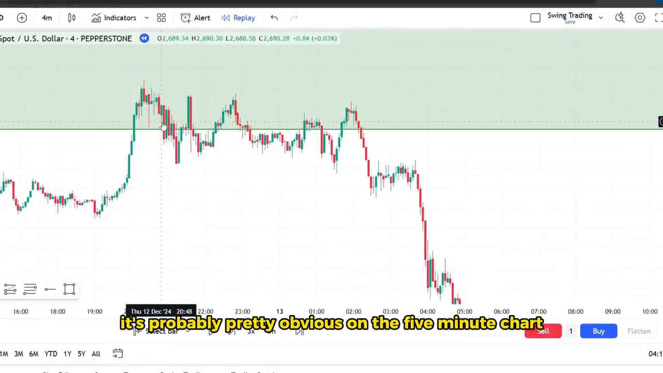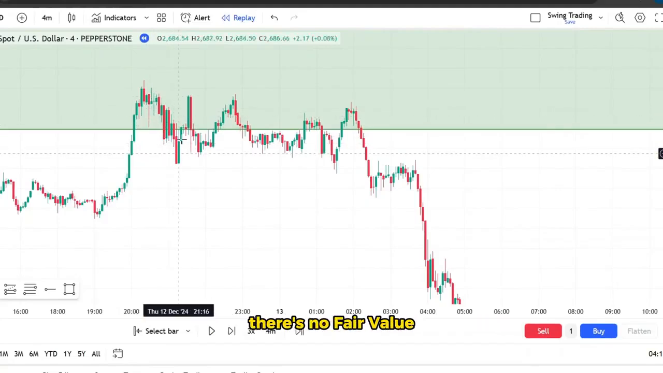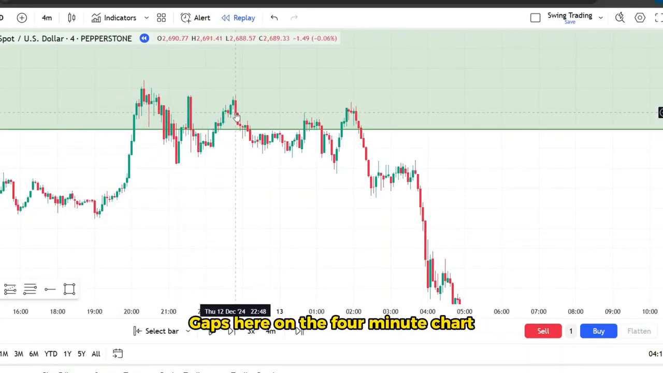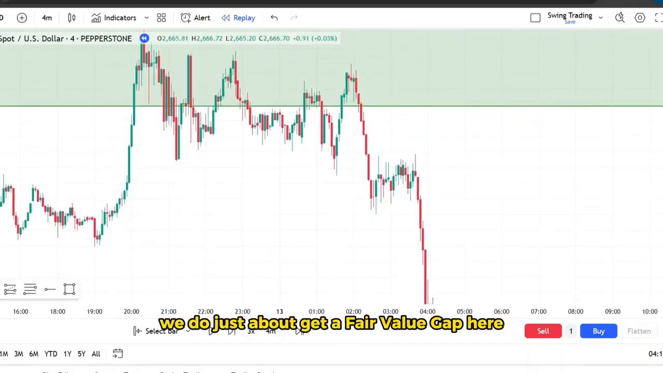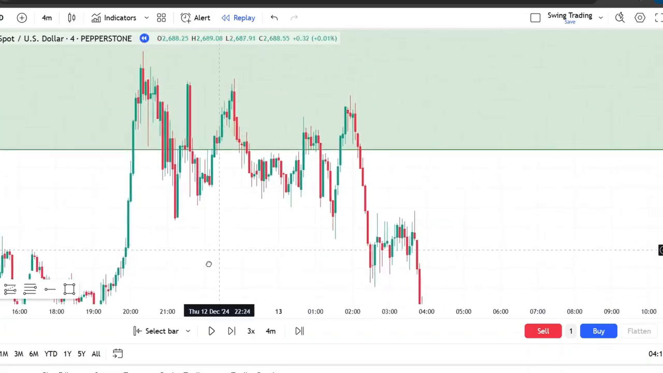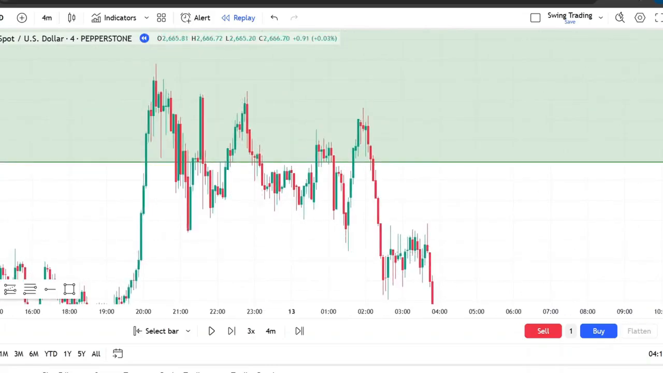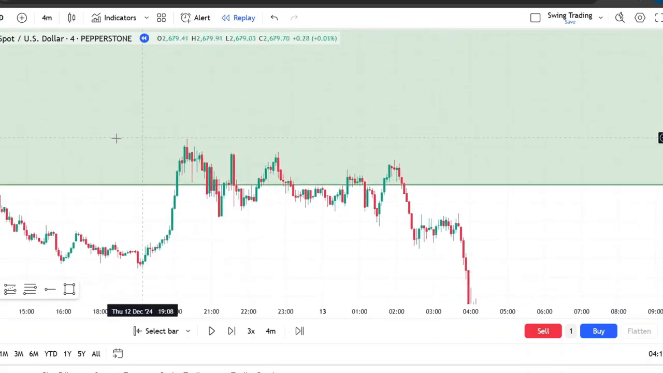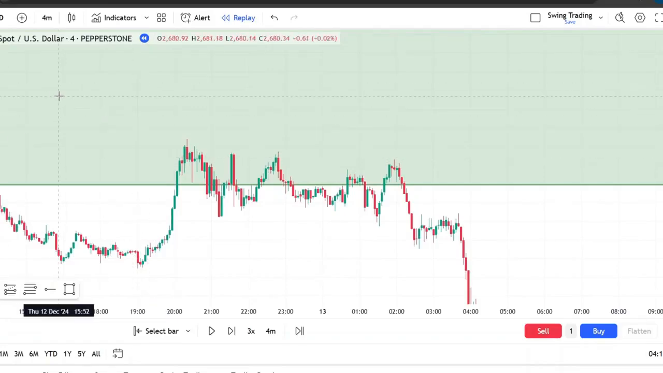If you look at this price action, it's probably pretty obvious. On the 5 minute chart, there are no fair value gaps here. On the 4 minute chart, we do just about get a fair value gap here. So let me mark this out and show you exactly what it looks like. This big green rectangle is the 4 hour fair value gap, which we mark out.